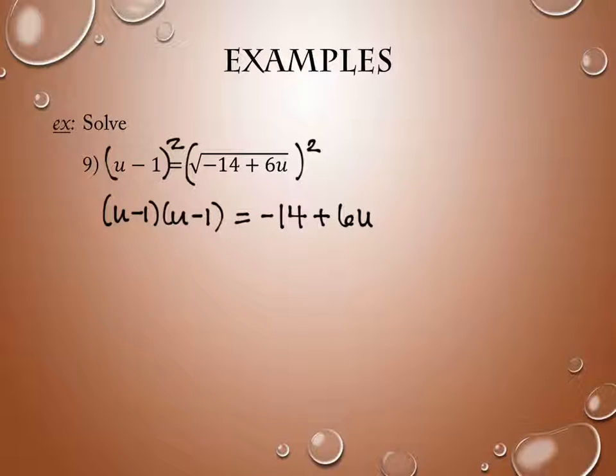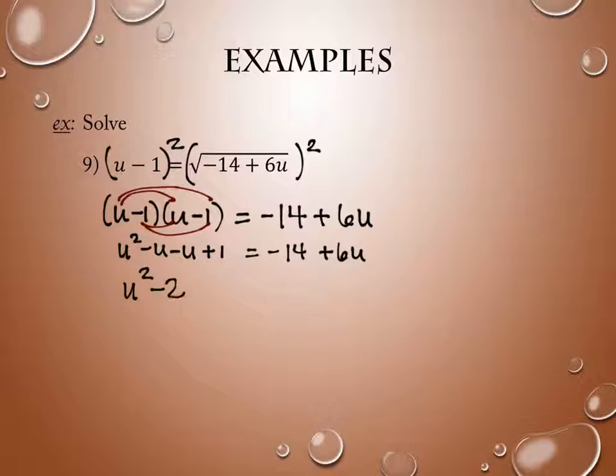But on the left, what do we get? U squared. What else? Minus u, and plus 1. It's distribution, right? We're distributing the u through, we're distributing the negative 1 through. Okay, negative 14 plus 6u. Okay, so I have u squared minus 2u plus 1. Now what?